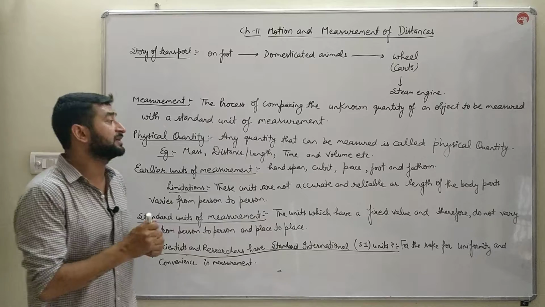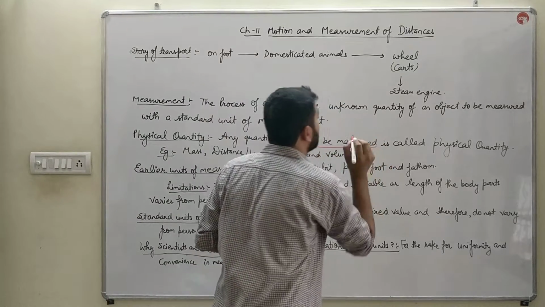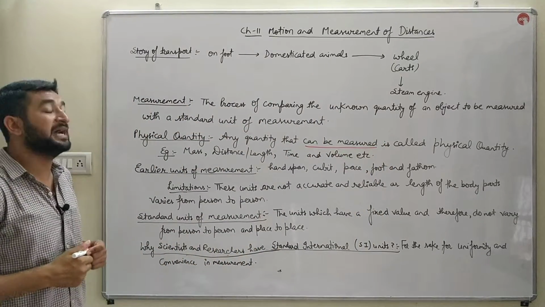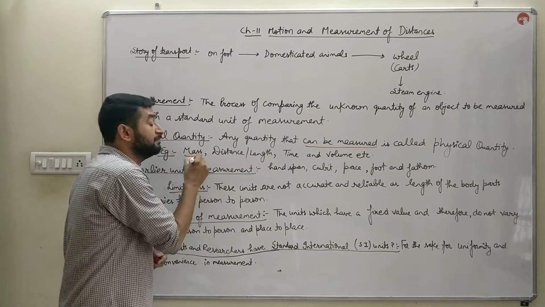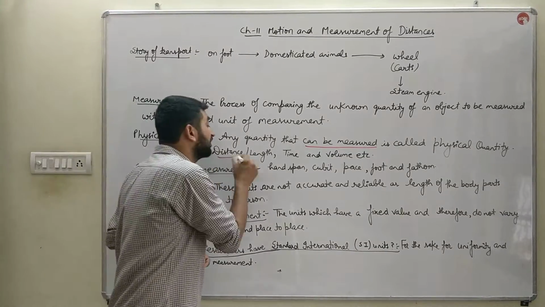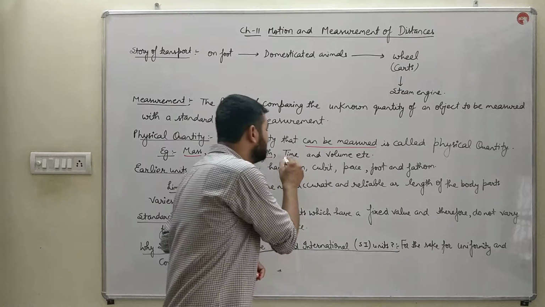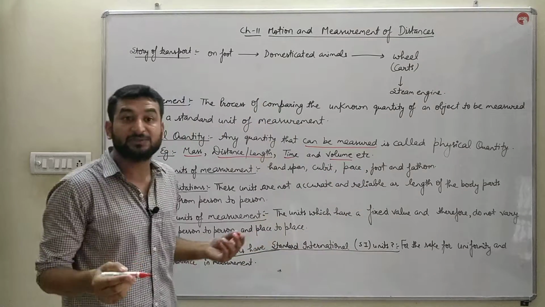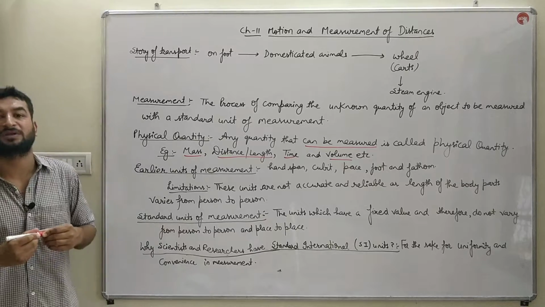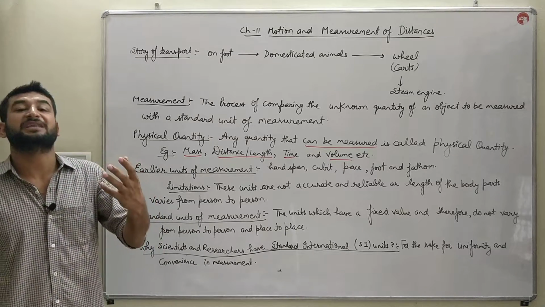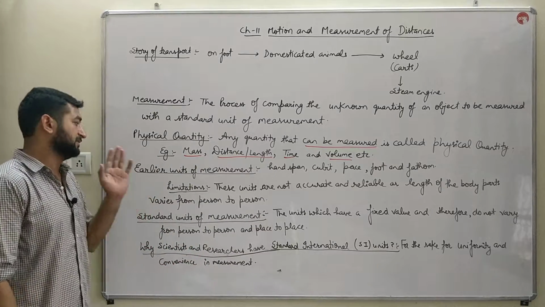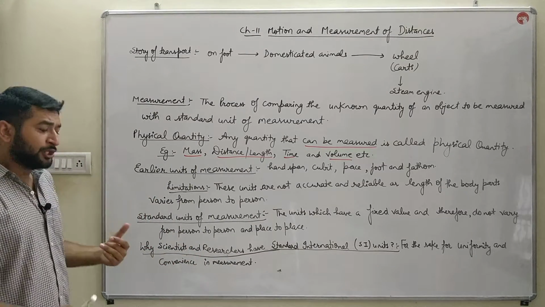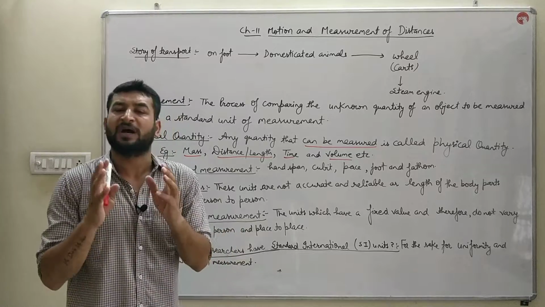ऐसी कोई भी quantity जिसे हम measure कर सकते हैं, that quantity is known as a physical quantity. Examples of physical quantities are mass, distance or length, time and volume. Areas, these are physical quantities. The quantities which we can measure easily are known as physical quantities. Next, to measure the physical quantities, we require certain units.